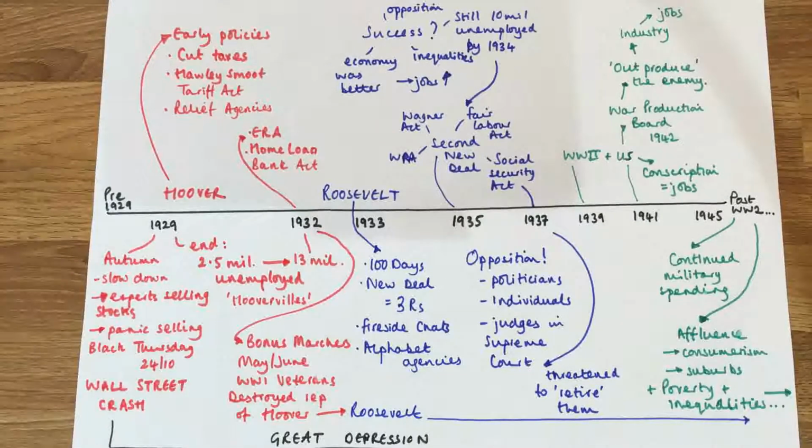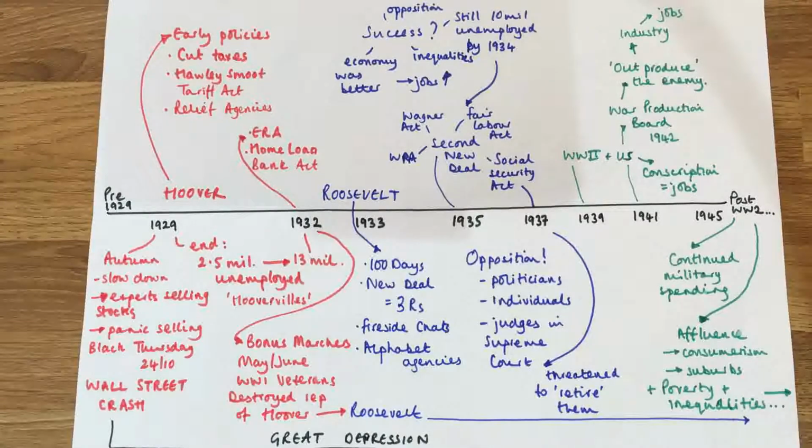This was based on the principles of relief, recovery and reform, and these ideas were going to lift America out of the Great Depression. He used the radio to communicate with the American public to try to boost their morale and raise their confidence. These were called his fireside chats.